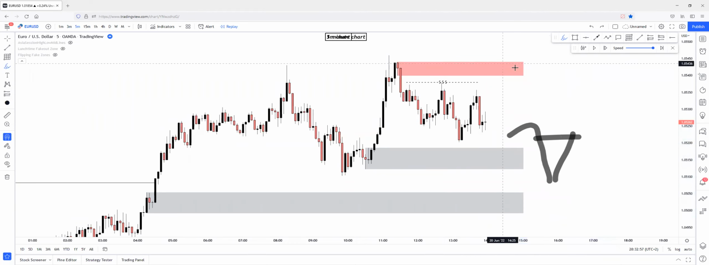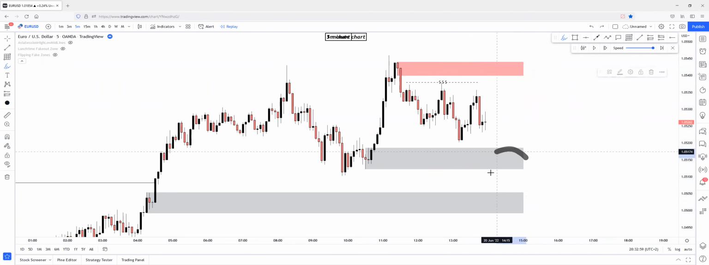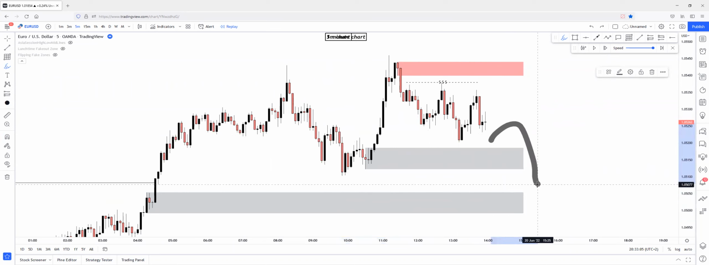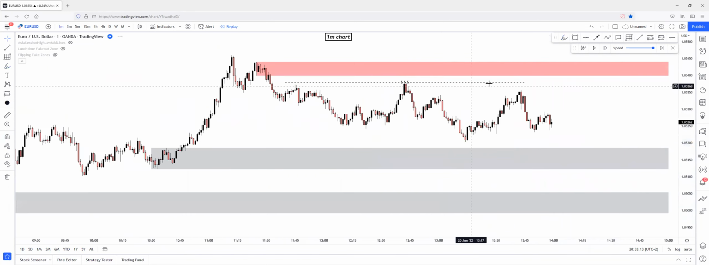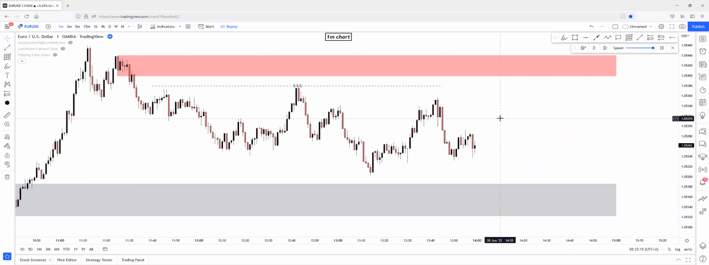We have a plan. What happens if the supply is being tapped? What happens if this demand is being tapped? What happens if the liquidity is being spent? What happens if price closes below this line? So yeah, we have a plan for every single opportunity that could show up on our screen. So let me just switch to the 1-minute chart and start the whole session basically.